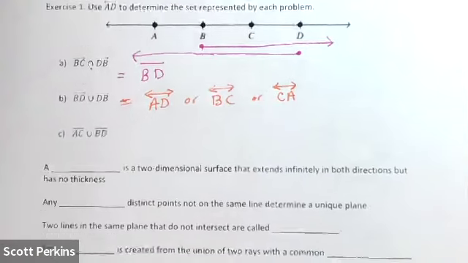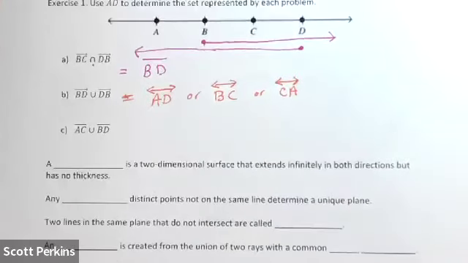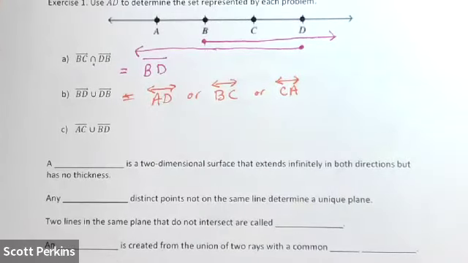All right, last one. Do the C part. This time we've got two line segments that we are unioning together.